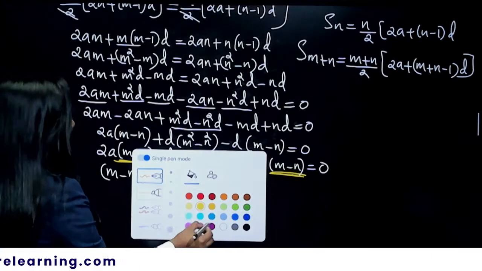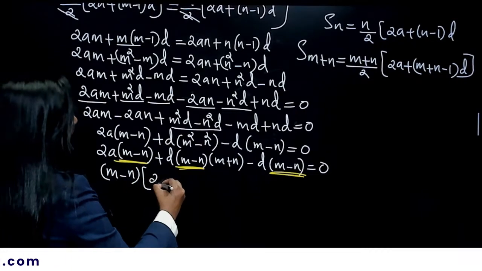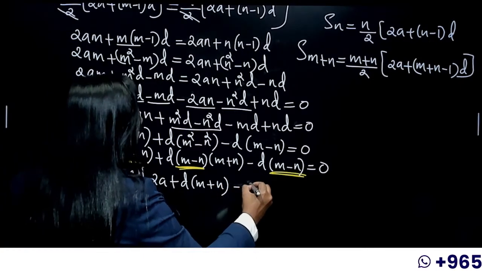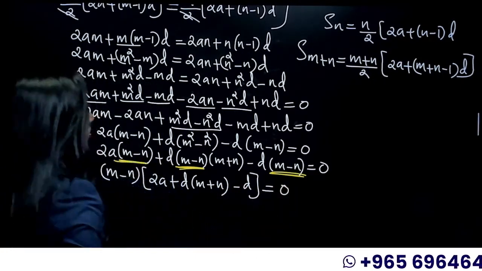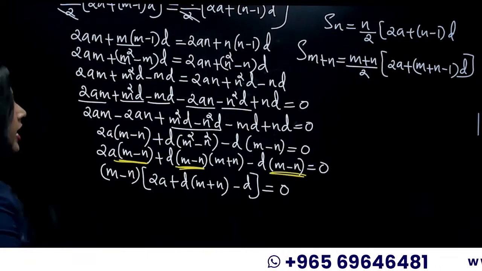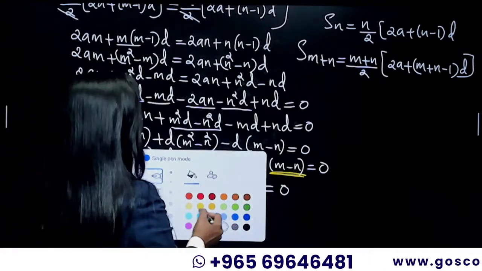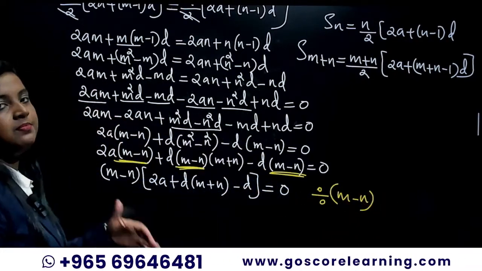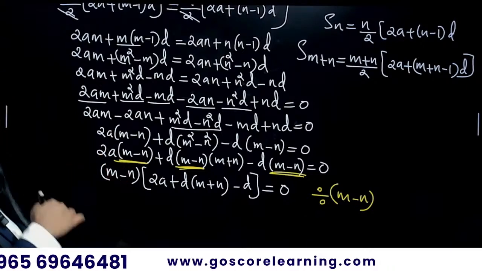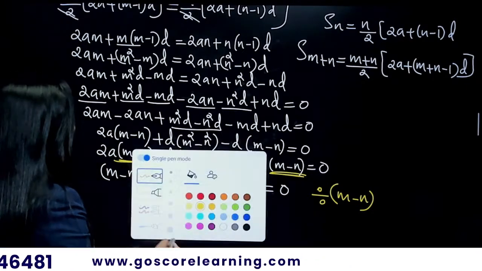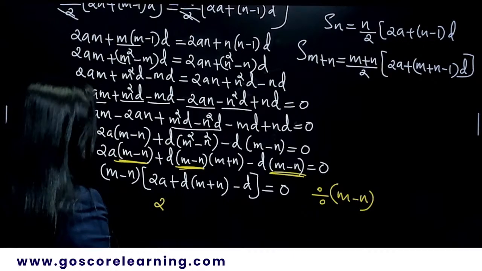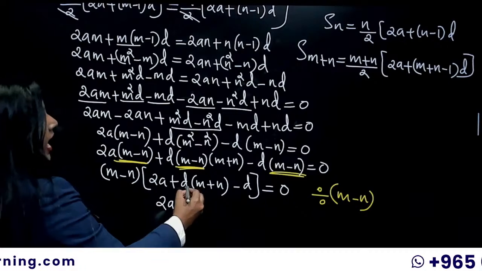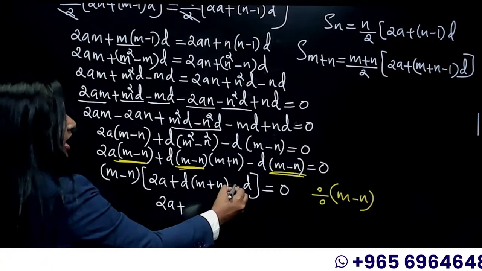Now after taking that, what we have inside the bracket: a 2a here plus d into m plus n here and minus d here. That is equal to 0. Now I am dividing this equation throughout by m minus n. Both sides, 0 by m minus n is going to be 0. So here m minus n will get cancelled. So what I have now is 2a plus m plus n into d and minus d.